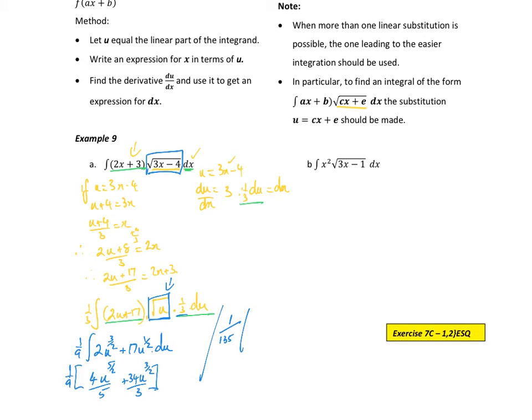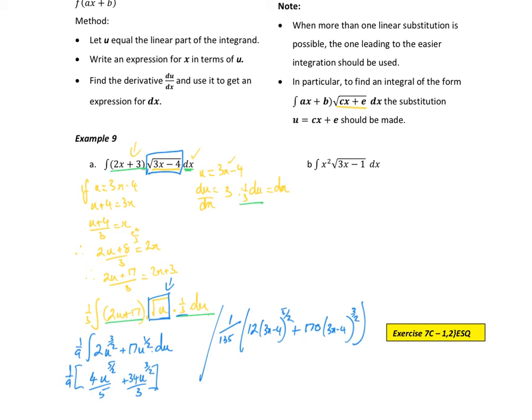I'm going to multiply that 5 by a 3, so I get 12u, where u is equal to 3x minus 4, to the 5 on 2, plus, multiply that expression there, the 3, by 5 to make it a 15th. So 34 by 5 is 170, plus 170 times u, which is 3x minus 4 to the 3 on 2.